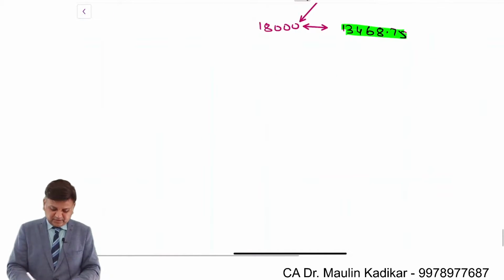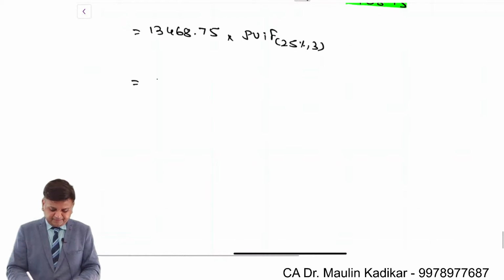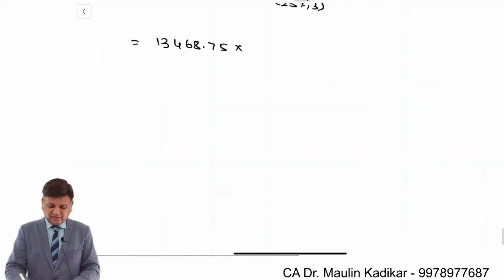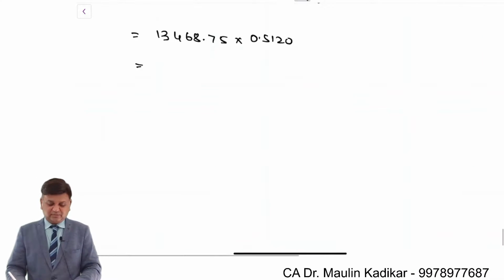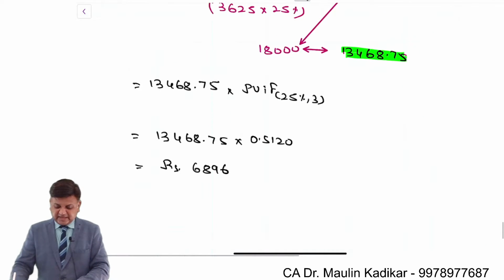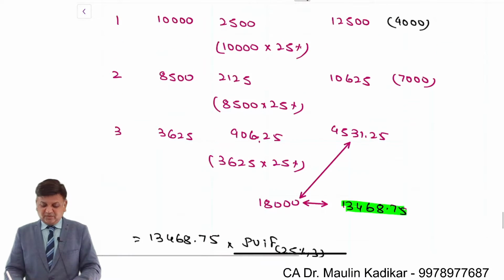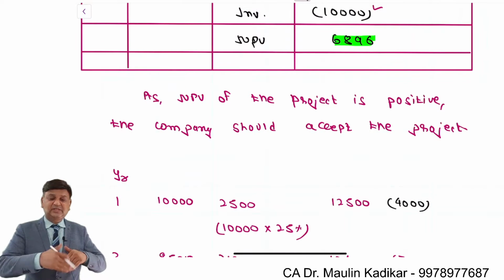I explained to him that 13,468.75 is the year 3 cash flow. So into PVIF at 25% for the third year. So 13,468.75 into 25% third year factor is 0.5120. That comes to 6896. So NPV is indicating that the entire loan is repaid along with the interest, and then you have a surplus equal to the positive NPV. That is what I explained to him.